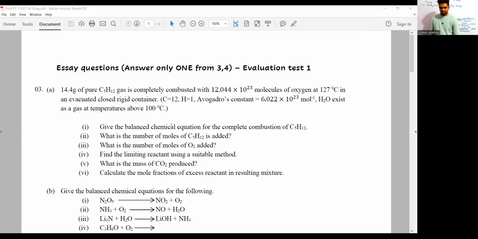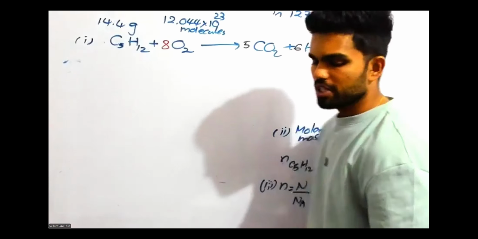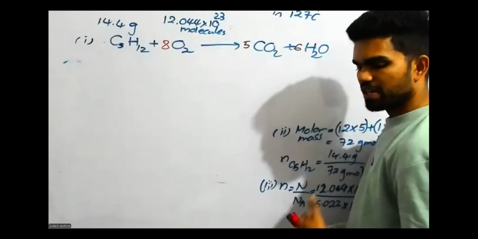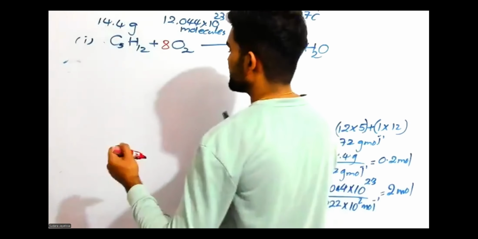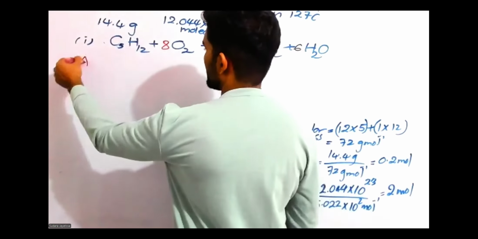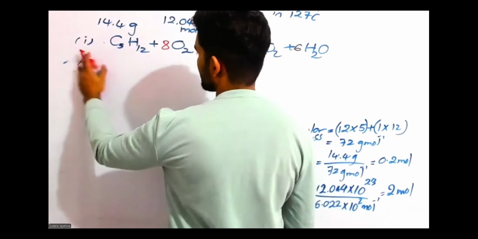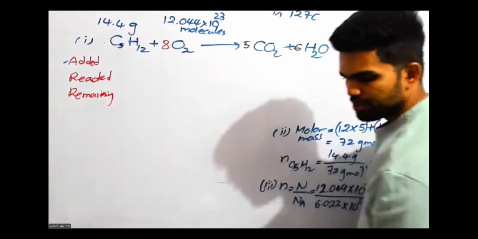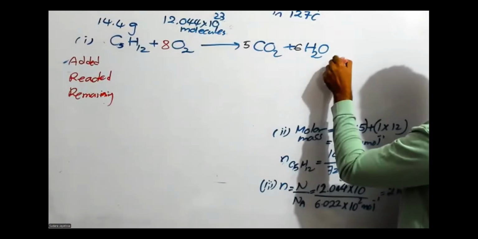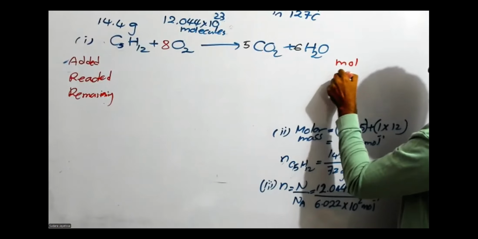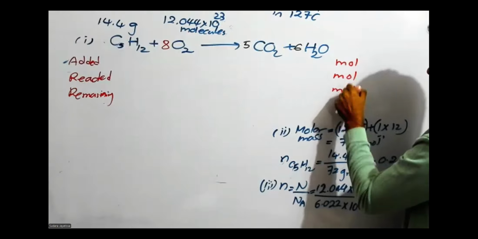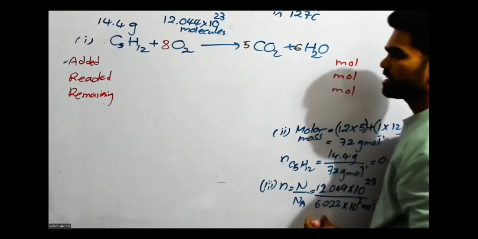It is asking you to find the limiting reactant using a suitable method. Right? So what is the method we are using to find the limiting reactant? That method is called ARR: added, reacted and remaining moles. So they all are from moles, okay? Added, reacted and remaining moles.